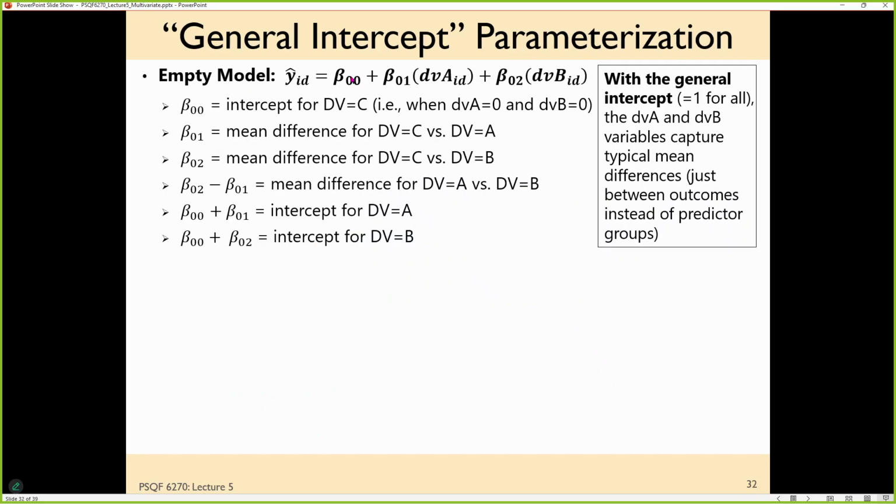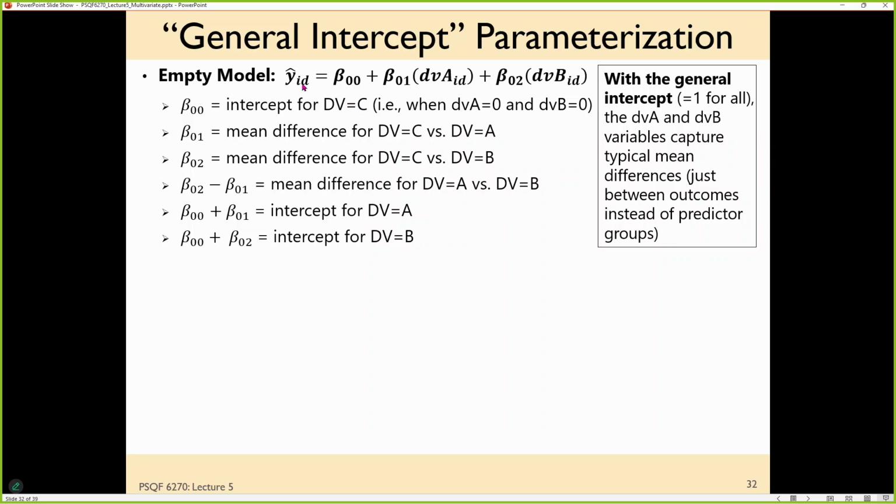So here is a general intercept version. This is most useful if you're interested in differences between your outcomes. Like, is one task harder than another? Are scores different at post-test than pre-test? If that's what you want to know, set it up this way. So in this example, C as the outcome is my reference outcome.